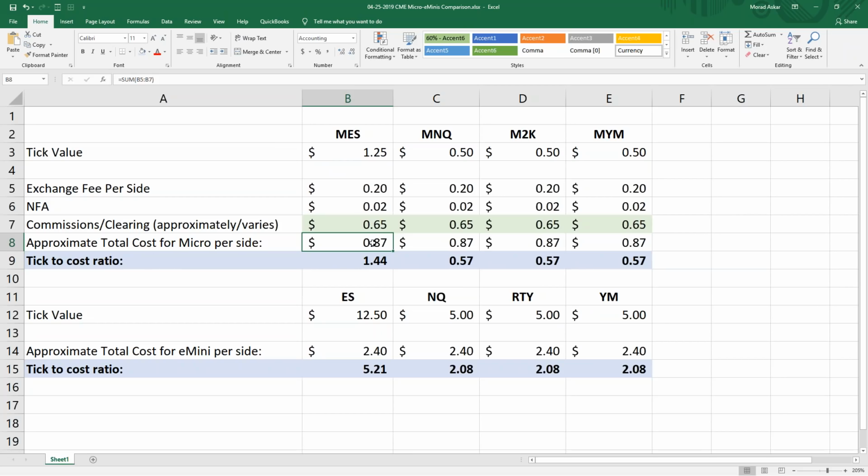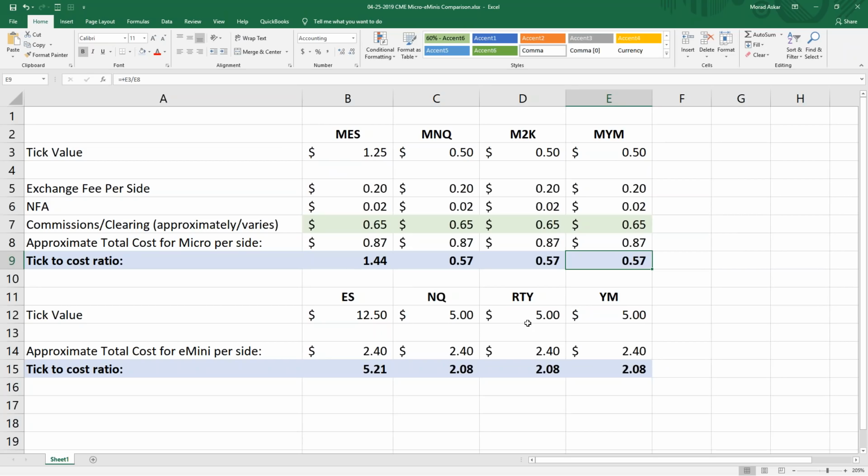So if we take one tick and divide it by the cost, we get a tick to cost ratio. The tick to cost ratio on the micro for the S&P, because it's at $1.25, and since all fees are the same across the board generally, will be 1.44. That's the ratio of the tick to cost. For the NQ, it's 0.57. So you're basically getting half the tick value for the cost. And in the others, it's the same because they all have the same tick value and the same cost. So the S&P is a little more efficient to trade in terms of tick per unit of cost.